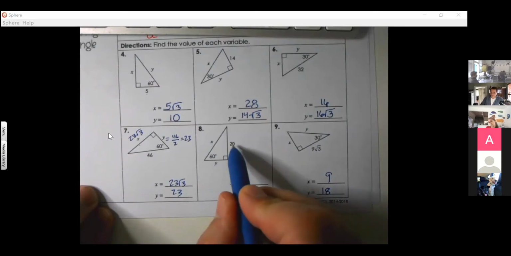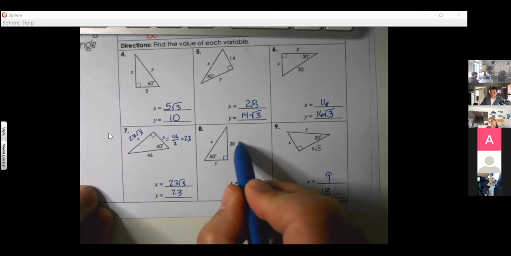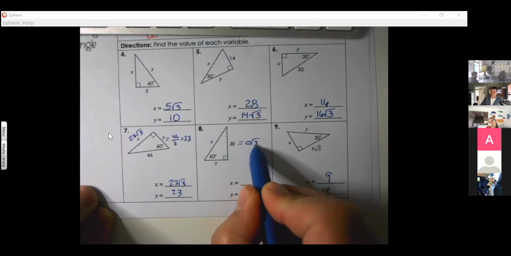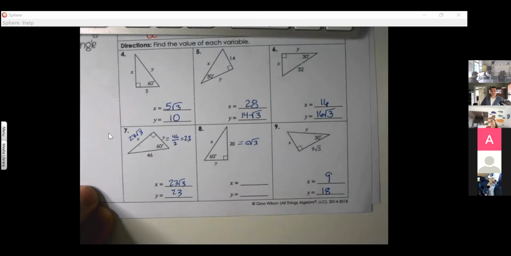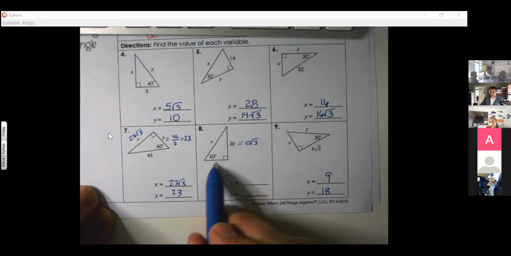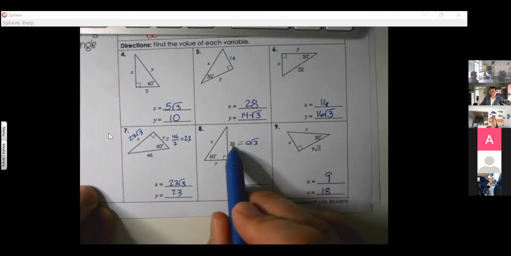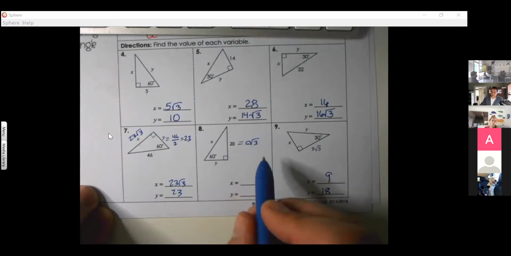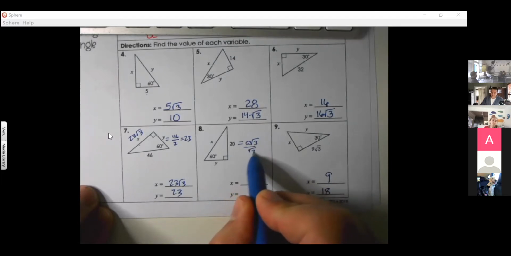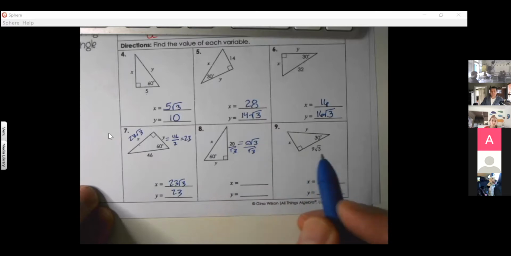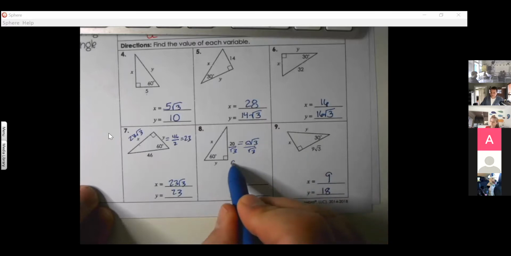In other words, I know that this thing is supposed to be a root 3. I've got to find out what that a is, because that's going to go down here. So I know that 20 is equal to the a root 3 I want. So then I just solve algebraically. I divide by root 3. So now I know that a is equal to 20 over root 3.